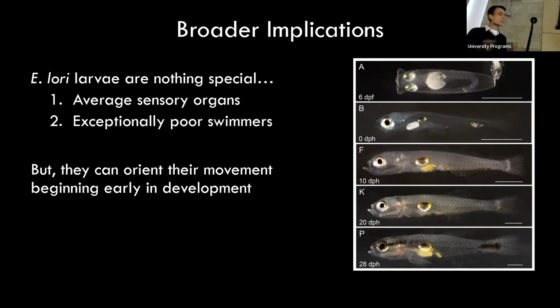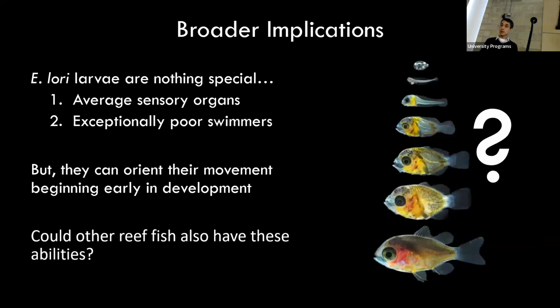But despite all of that, we still found that they can orient their movements beginning really early in development. So it seems likely that a lot of other species, especially those with really fast swimming abilities, may also be able to influence their dispersal throughout the majority of their larval phase.